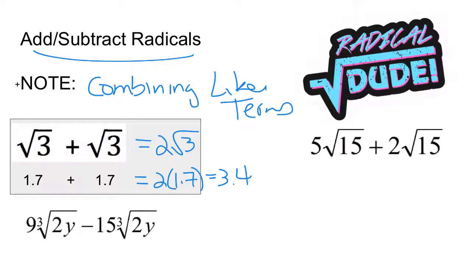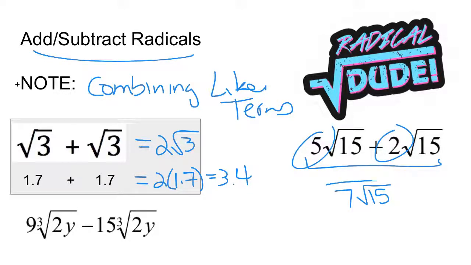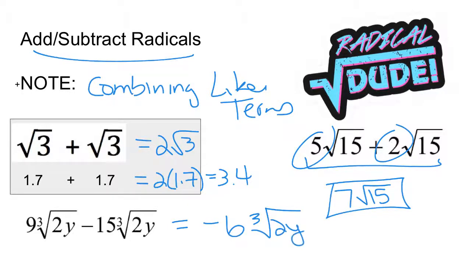1 radical 3 plus 1 radical 3 is 2 radical 3. Apples plus apples make apples. That's how a lot of teachers like to talk about that. Off to the right here, we see that we have radical 15s. So the answer would be a radical 15, and how many do we have? We had 5, and we add 2 more, that's 7. 7 radical 15. And this last problem down here would be negative 6, and we're talking about cube roots of 2y. It really is that simple.